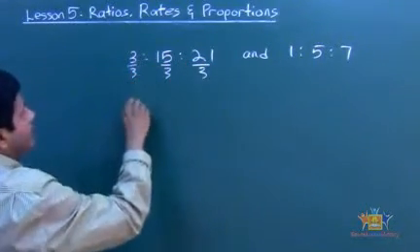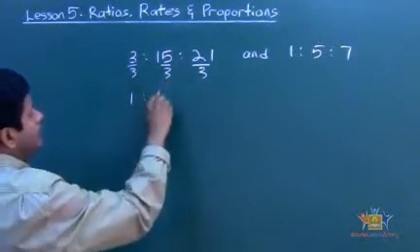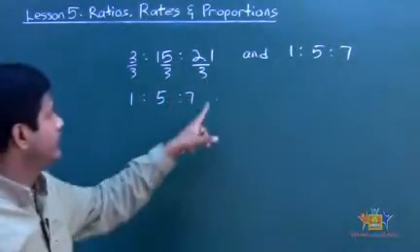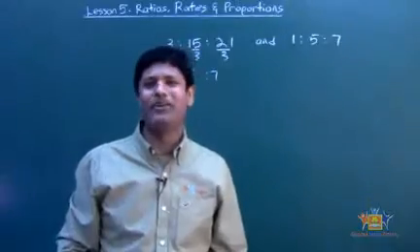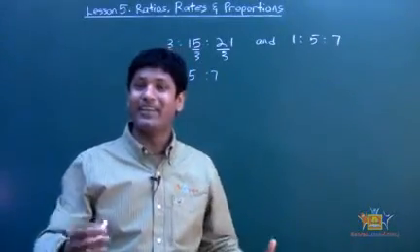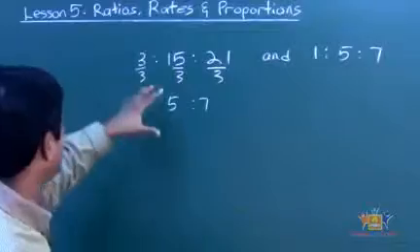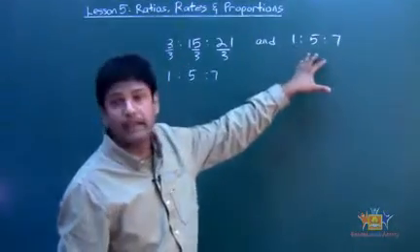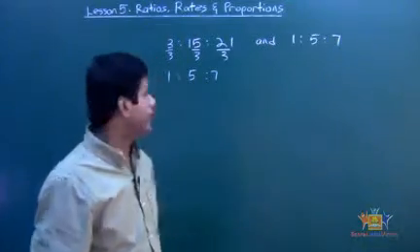Okay? So 3 divided by 3 is 1. 15 divided by 3 is 5. 21 divided by 3 is 7. What does that tell you? They are equivalent ratios. See that? So they are equivalent, alright? So it's very important, okay, to reduce the bigger ratios down so that you can see they're equivalent ratios, alright? Okay, good. Now let's do another one.